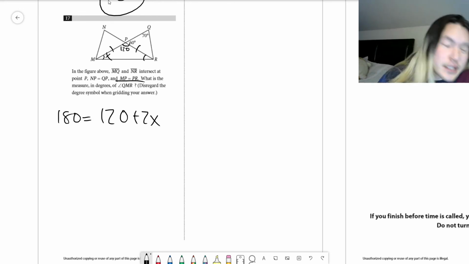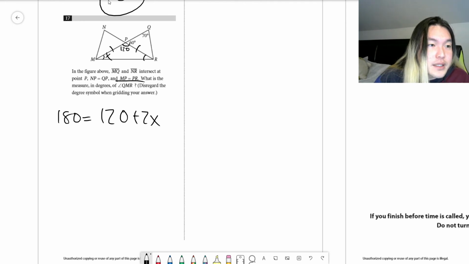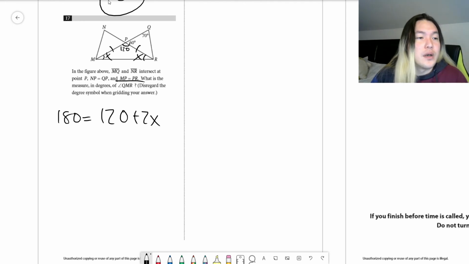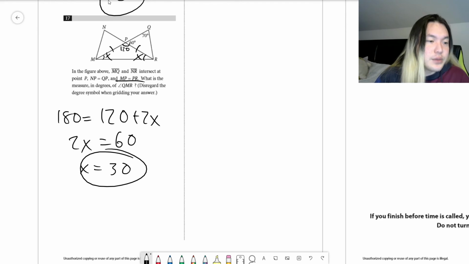All the interior angles of a triangle add up to 180. We know that M and R are the same. So 120 plus 2x is equal to 180. We can solve for x now. 180 minus 120 is 60. x is 30. Not too bad.